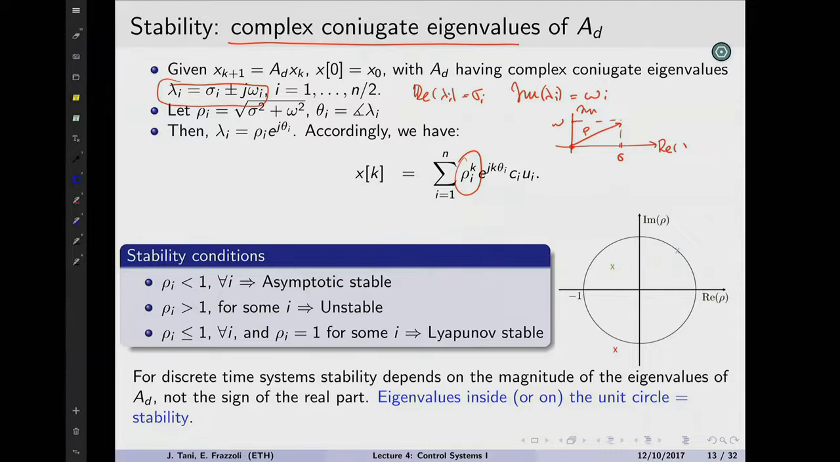My point being that if you want to check for stability of a discrete time system, next time you're going to implement your first controller on a computer, please don't look at the sign of the real part of stuff. Go and look at the magnitude of the eigenvalues, because if you're discretizing a system, then the considerations on stability change.